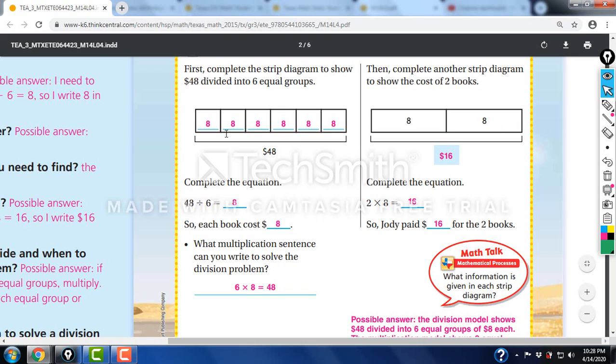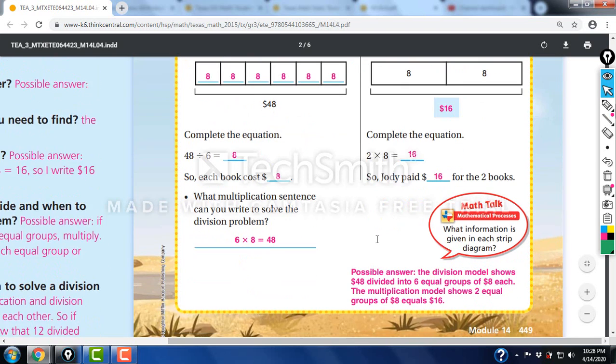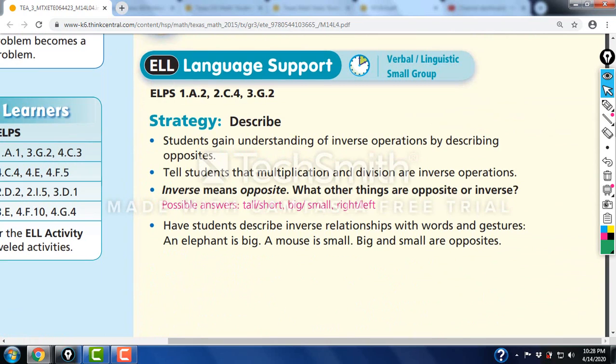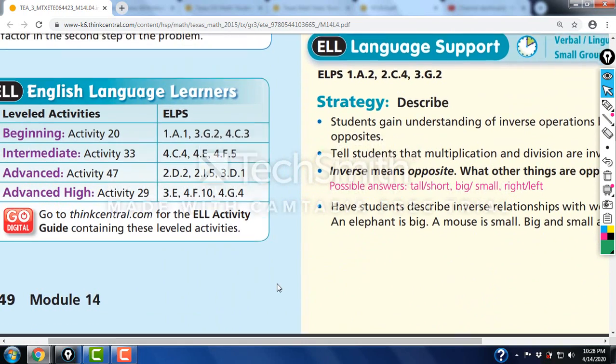And this is where we figured out how much each book costs. So we took the total amount that she paid, and then how many books were purchased, and from that we can figure out what the answer is. So let's take a look at the next section here.